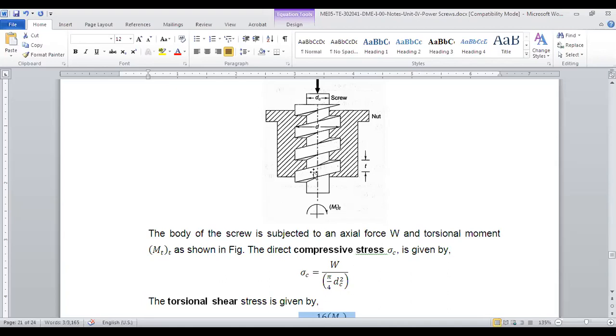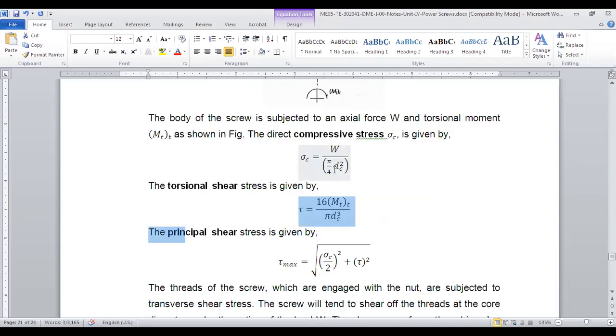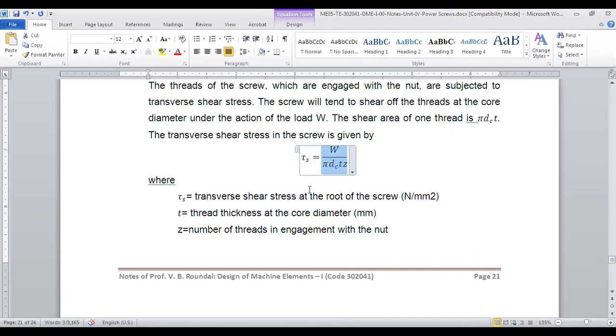What is the perimeter at the core of the thread? At the core it is pi dc, right? And this cylinder, the height of the cylinder will be T. So the area which is avoiding the shear of the thread is pi dc into t. Are you getting my point? And if your number of threads is n, then you will have pi dc t into n, or z, whatever it is. We are using z here. Are you getting my point?